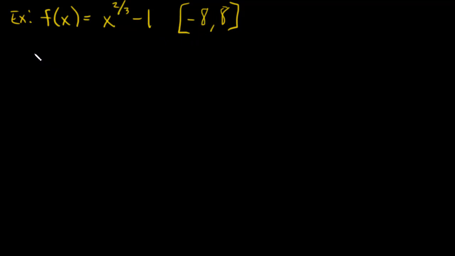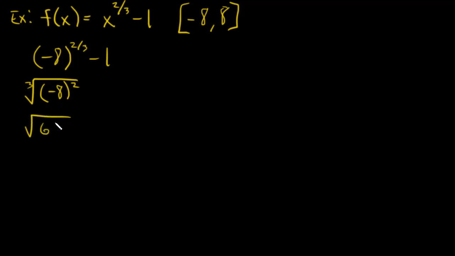If I look at -8 to the 2/3 minus 1, well, -8 to the 2/3, I can do that a couple of different ways. First thing I'm going to do is rewrite this as -8 squared and the cube root of that. So I'm going to square this, which gives me 64, and then the cube root of 64 is 4.